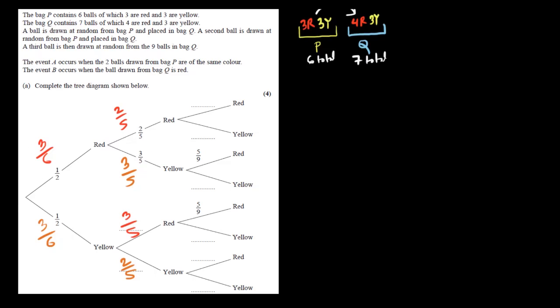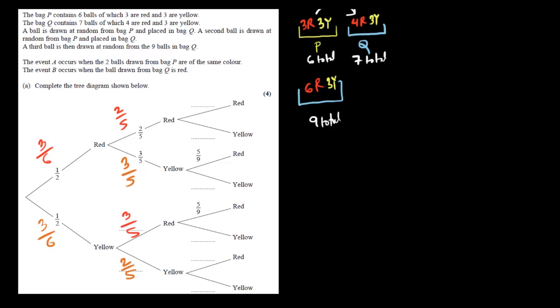So the first 2 draws were very simple. We have done it. This is very easy. Now for the third one, take a look at what's happening. For the third draw, we are now taking from bag Q. Let's take a situation: 2 red items have already been added to bag Q. So now there are 6 red items and 9 total. The number of yellow is the same, 3 yellow.